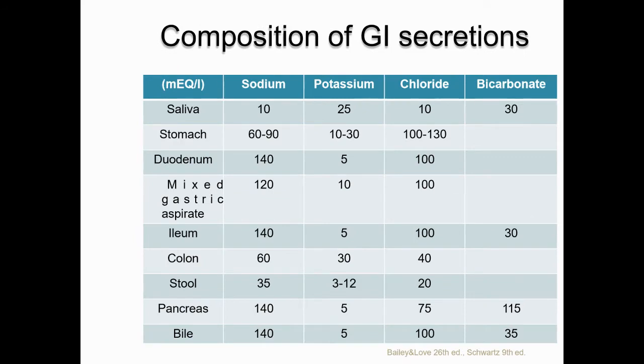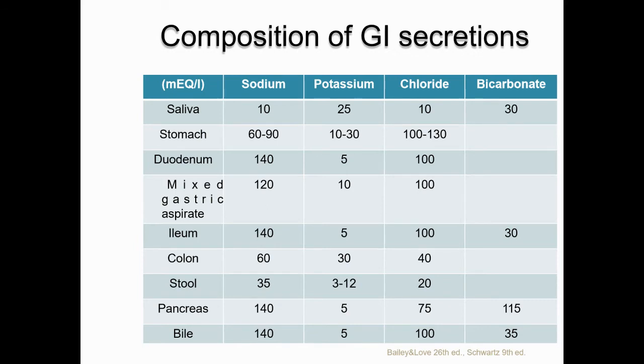Okay, and then what is the composition of GI secretions? We can see so many electrolytes in GI secretions. In saliva, we can see 10 milliequivalents of sodium, 25 milliequivalents of potassium, 10 milliequivalents of chloride, and 30 milliequivalents of bicarbonate.